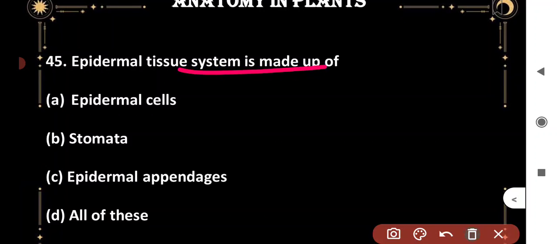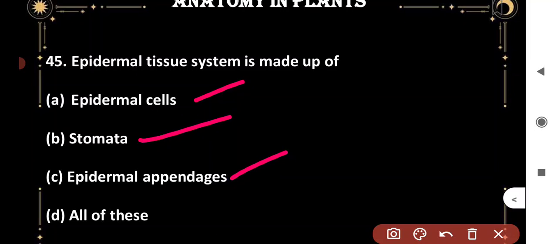The epidermal tissue system is made up of epidermal cells, yes. Stomata, if it is a leaf. Epidermal appendages like trichomes and root hairs, and all of these. The epidermal tissue system is made up of all of these, and it is the correct option, right?